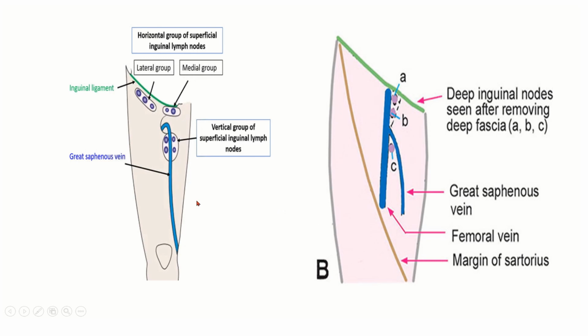These are the inguinal lymph nodes. This is the superficial group and this is the deep group. You can see here these are the deep group of lymph nodes. A, B and C, 3 are there. Here you can see the superficial group of inguinal lymph nodes, which are divided into horizontal and vertical groups. The horizontal group is again divided into lateral and medial groups.